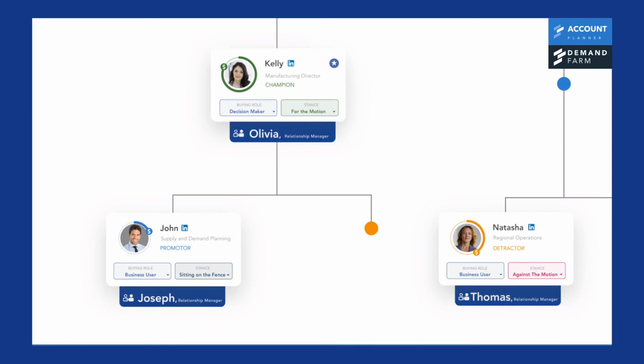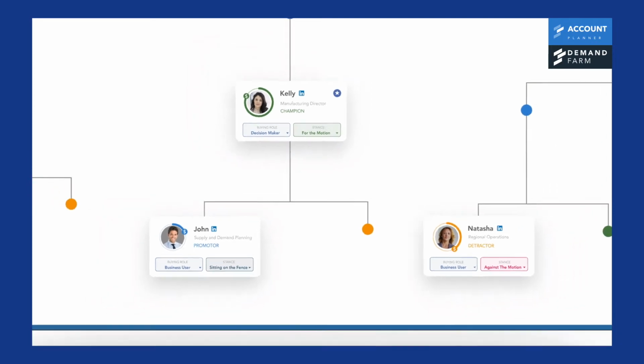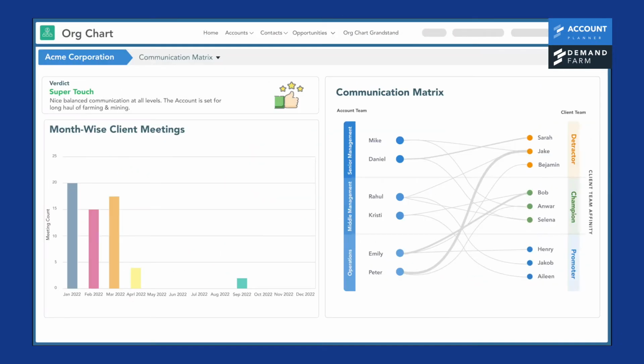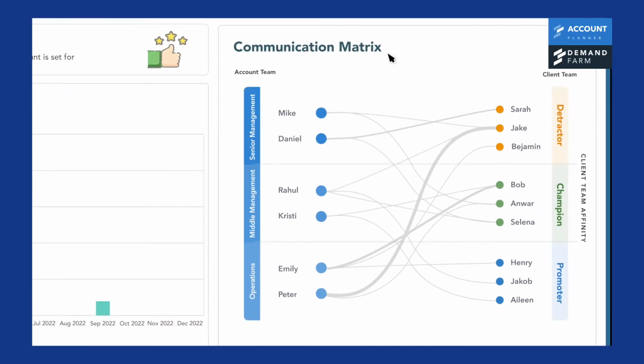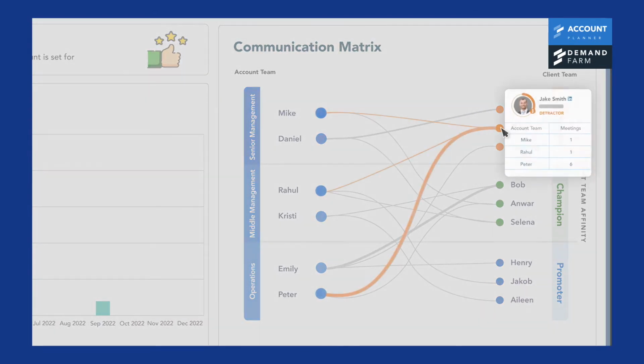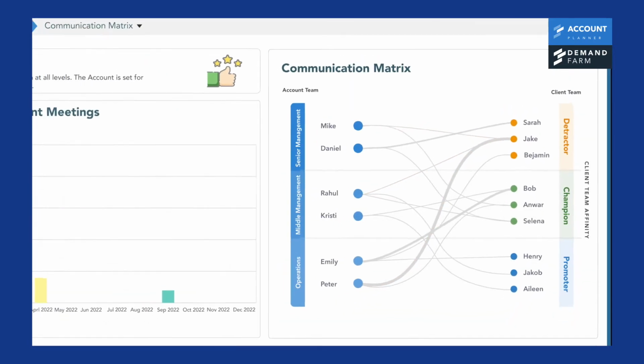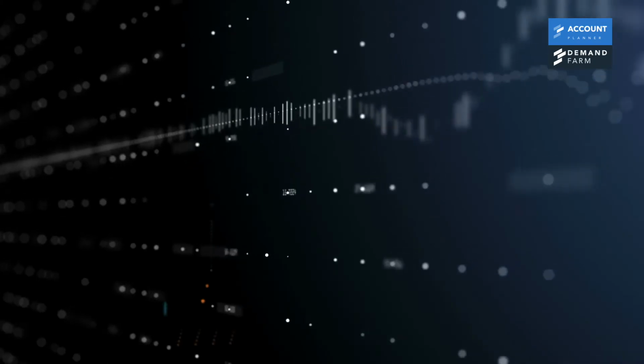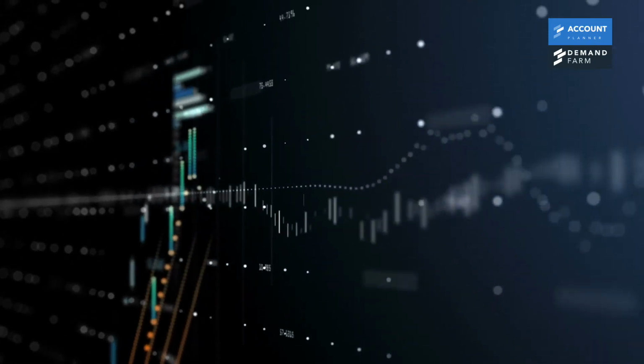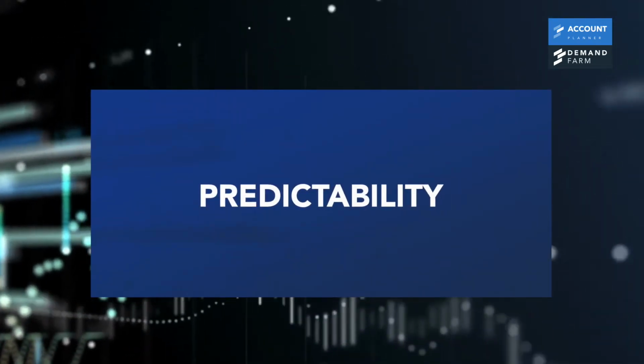Our relationship maps build a visual perspective of your client's internal organization, allowing you to fine-tune your communication with the right people and win their influence on your product or offerings. By measuring the quality of interactions, Account Planner delivers a clear insight on your communication with your clients and helps you build business predictability and maximize your ROI.